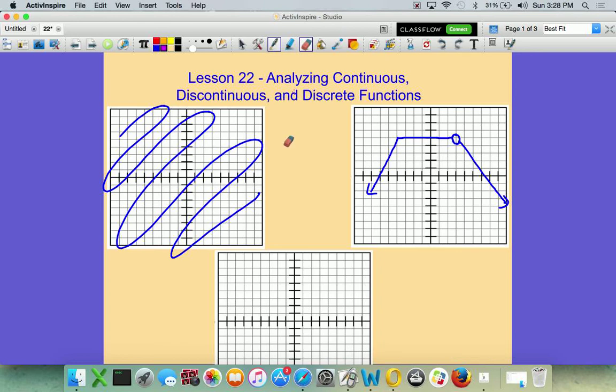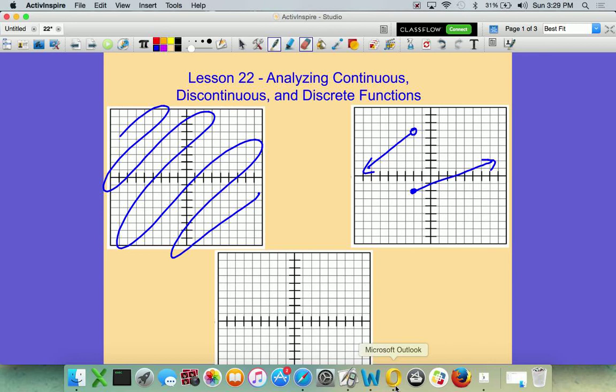Another example of discontinuous would be the following. Say I have that and this. First of all, that is a function because it does pass the vertical line test. It's not continuous because we've got this big gap in between, so it is discontinuous. There's an open circle there, we jump down here, and then it continues from there. So that's continuous and discontinuous.